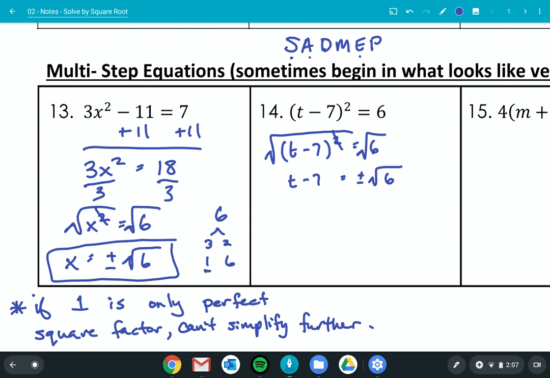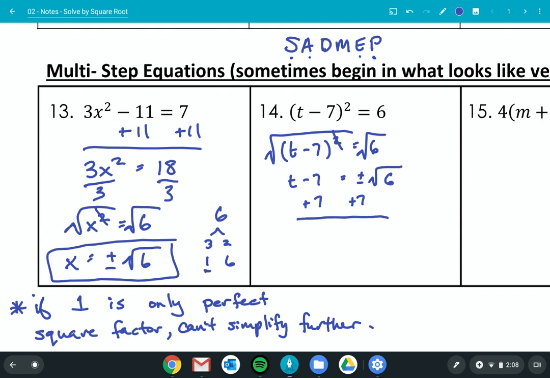Now, what we want to deal with now is anything that was in the parentheses, which is t minus 7. So let's get the variable by itself. What has to move? The minus 7. So to move that, I'm going to add 7 to both sides. And I want to leave these two guys separated. I want to leave the 7 and the square root of 6. I don't want to combine them.